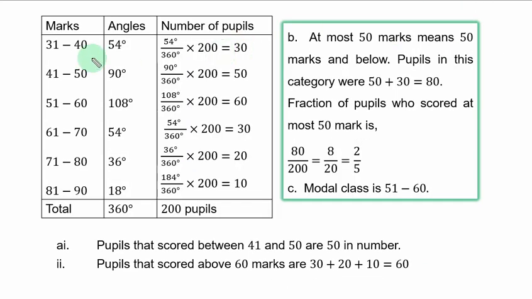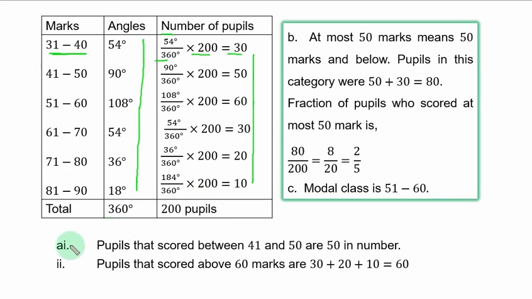Solution: you have the marks under the various intervals or ranges and the various sectorial angles. To get the number of pupils in this range, you divide the sectorial angle over 360 times total pupils 200, and that is 30. If you do that for the rest of the intervals, you have the various pupils. When you add up, you have 200 pupils.